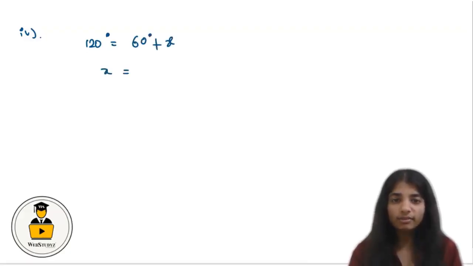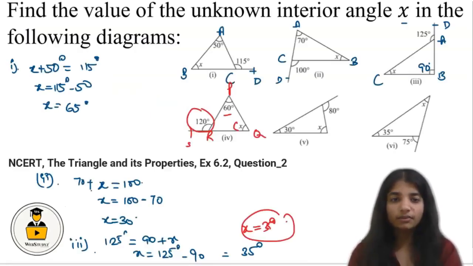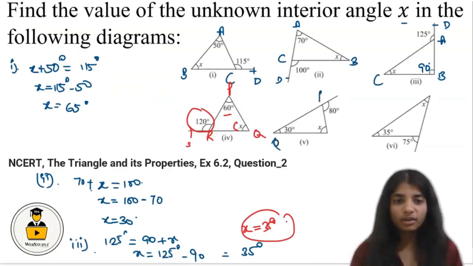So x from here is equal to 120 degrees minus 60 degrees. Solving this, we get the value of x, that is equal to 60 degrees. So this is the answer to part 4 of this question. Now let's discuss part 5. So we are naming this as P, Q, R.